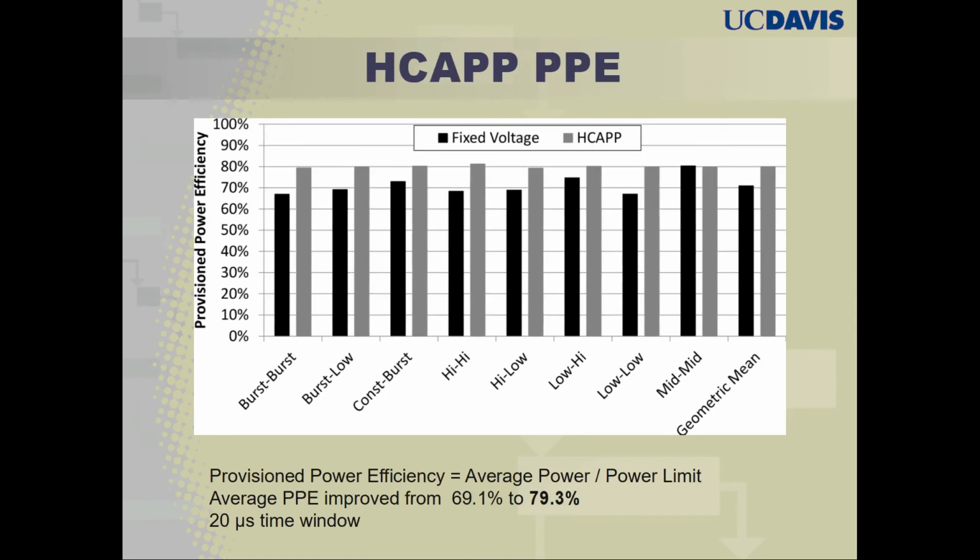And finally, we look at the PPE, which is the provision power efficiency, and that's defined as the average power over the power limit. How efficiently are we using up all this power? And you can see that HCAPP actually uses the power up more efficiently, and we're able to use an extra 10% of the power, basically using those pins 10% more efficiently in order to get our speed ups. And since we're really seeking out from the beginning to use the pins more efficiently, this is a really good result.